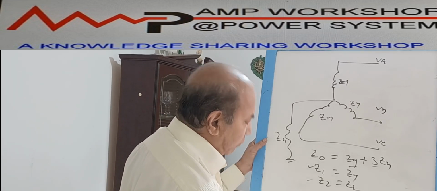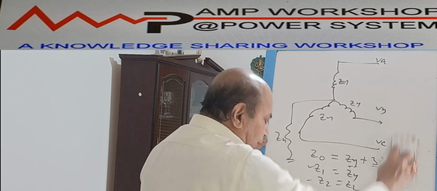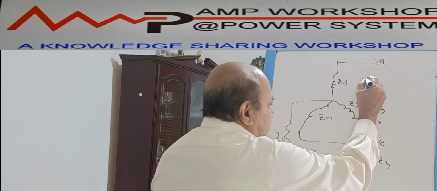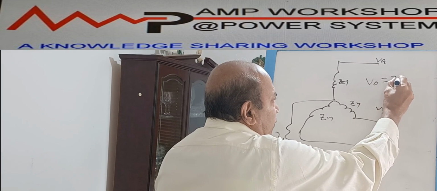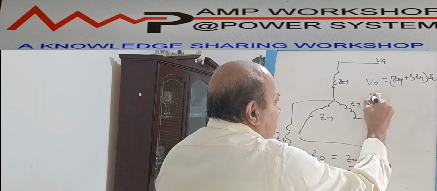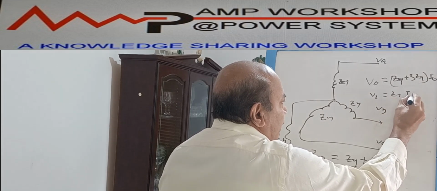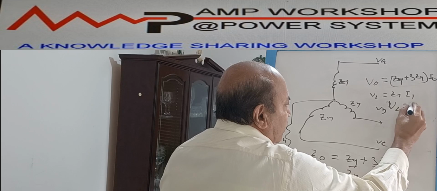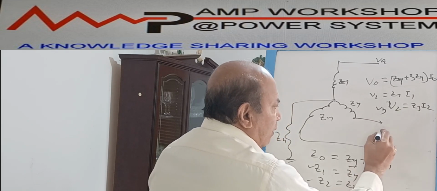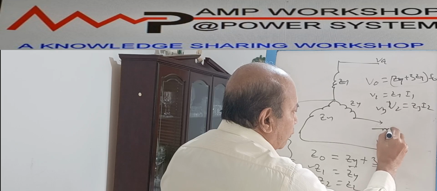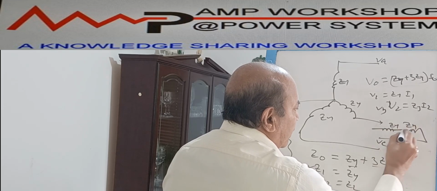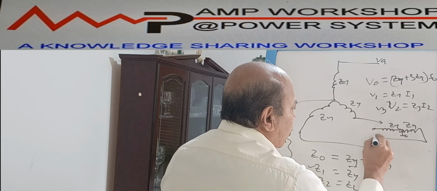And from this, what did we calculate? We calculated the relation between sequence impedance, sequence current, and sequence voltage. That is, V0 equals (ZY plus 3ZN) into I0, V1 equals ZY into I1, and V2, the negative sequence voltage, equals ZY into I2. From this, we developed the sequence networks. In the zero sequence network, this is ZY, this is 3ZN, the current flowing is I0, and this is the voltage source V0.